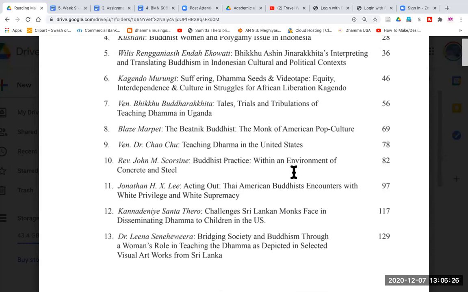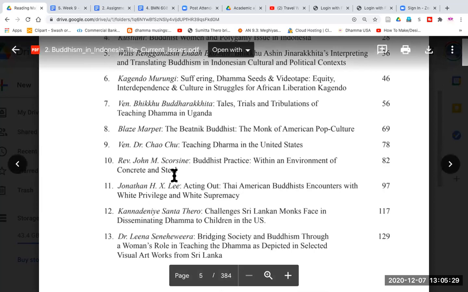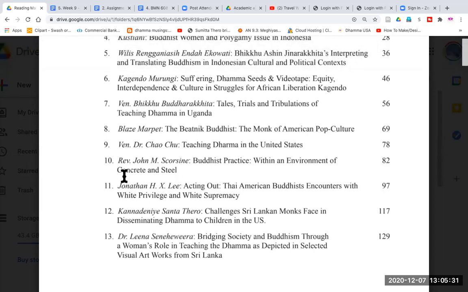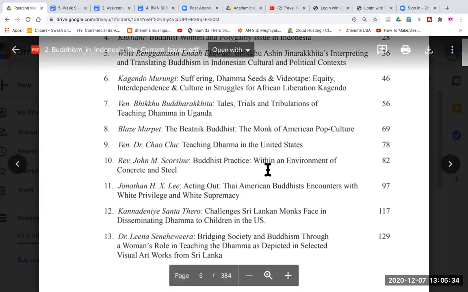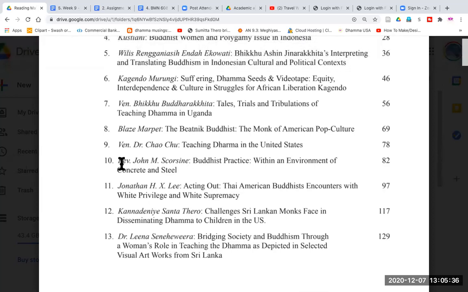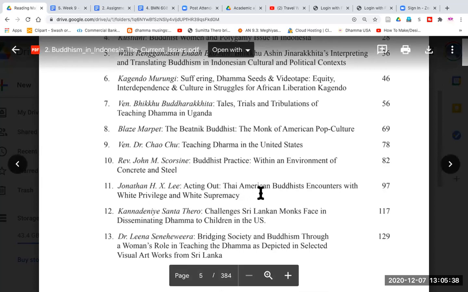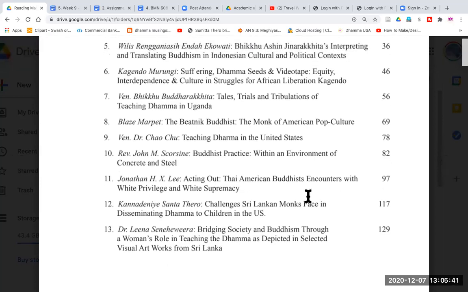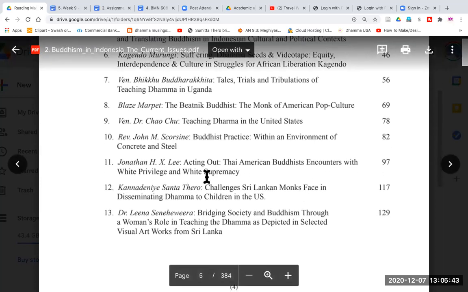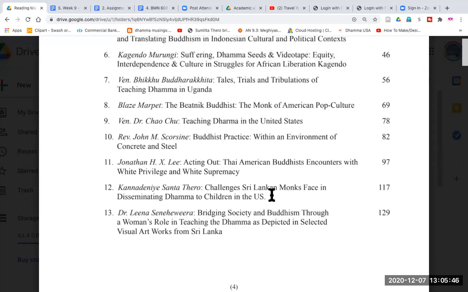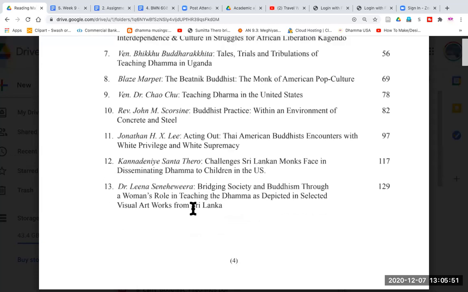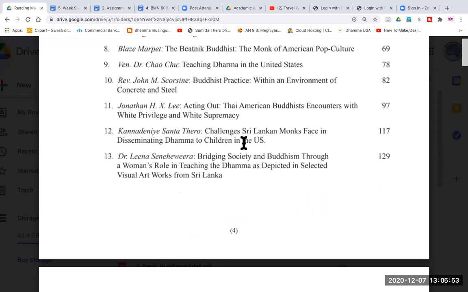Buddhist practice within an environment of concrete and steel. Okay, so concrete and steel, you can see Buddhism in the modern urban areas. Thai American Buddhist encounters with white privilege and white supremacy. Challenges Sri Lankan monks face in disseminating Dhamma to children in the US. I think every other community would have the same issue. Also not only Buddhism, but also with the other religions.